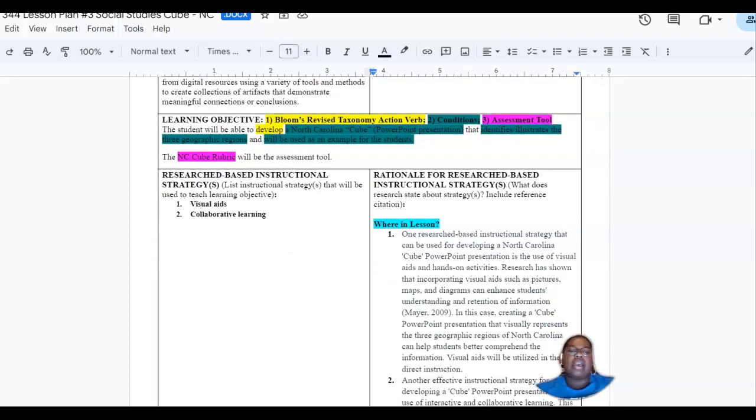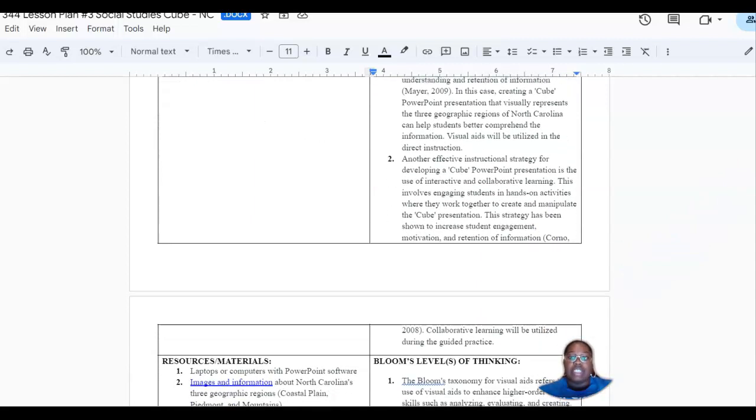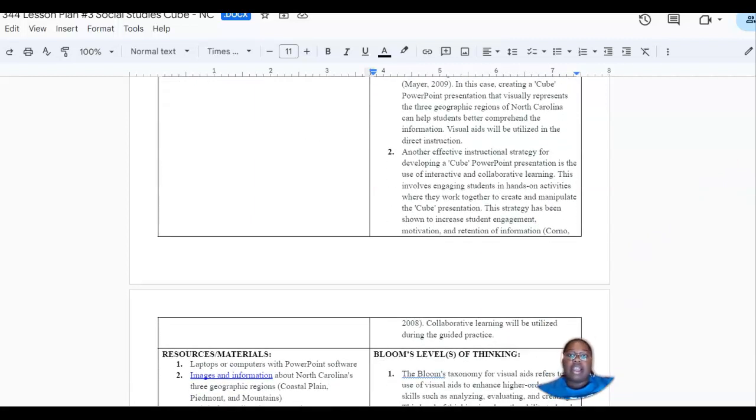So for this lesson plan, I have two research-based instructional strategies: visual aids and collaborative learning. Visual aids play a part because they can enhance students' understanding and retention of information, and this will be utilized in the direct instruction portion of the lesson. The collaborative learning involves engaging students in hands-on activities where they work together to create and manipulate the cube presentation. This will be utilized in the guided practice when they get in groups and section off order.